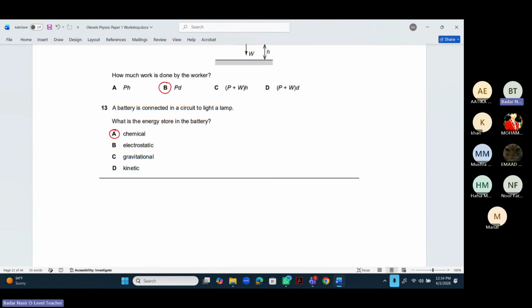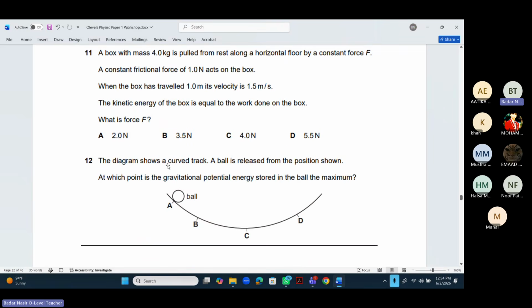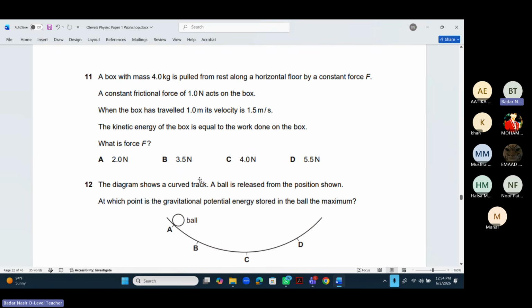So batteries में chemical energy is stored. A box with a mass of 4 kg is pulled from rest along a horizontal floor by a constant force F. A constant frictional force of 1 Newton acts on the box.